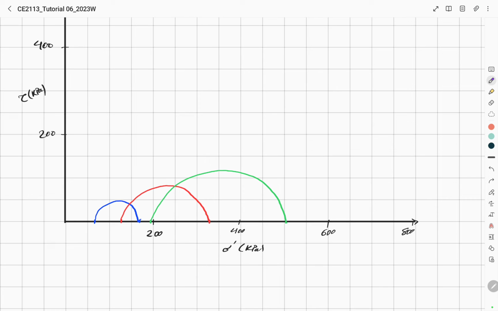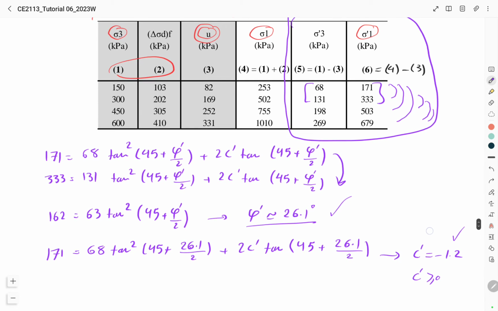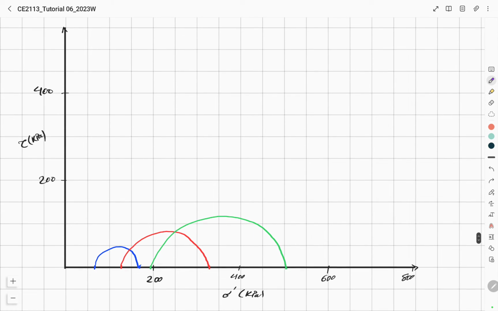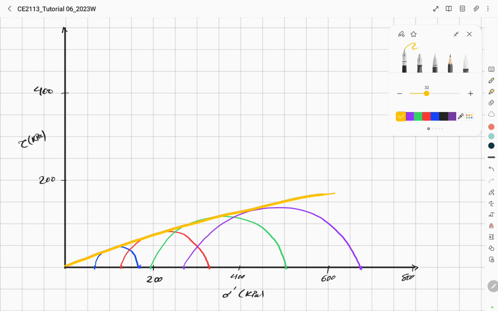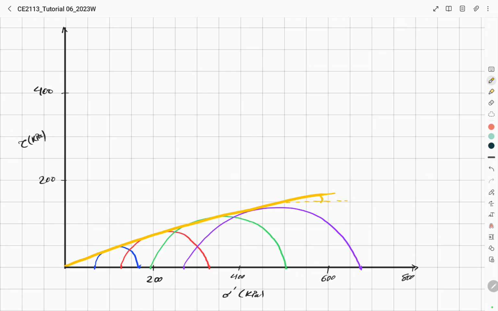Finally, for the last one, we have 269 and 679. 269 is somewhere here, 679 here, and the Mohr circle would be something like this. Now if we draw a common tangent line for these 4 circles, we'll get something like this, and this will be the value of our phi prime. As you can see, our c prime is almost equal to 0. Phi prime is around 25.5 degrees.